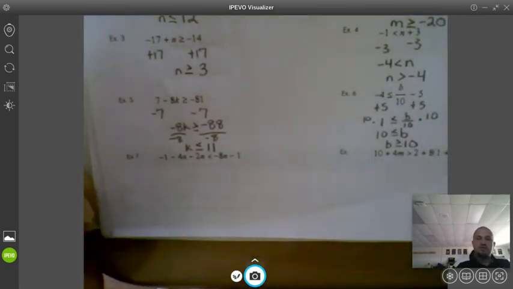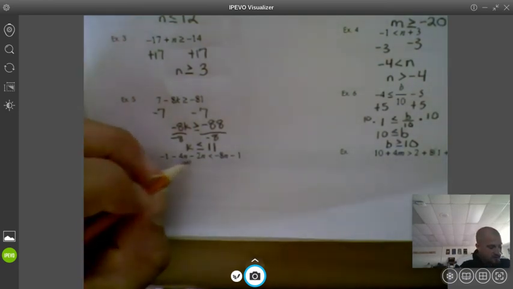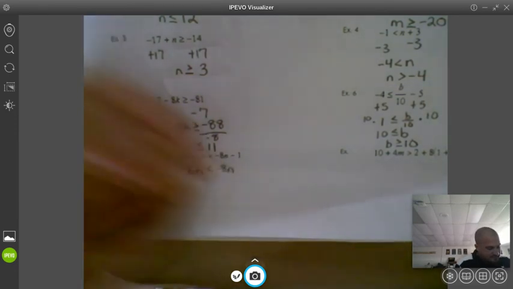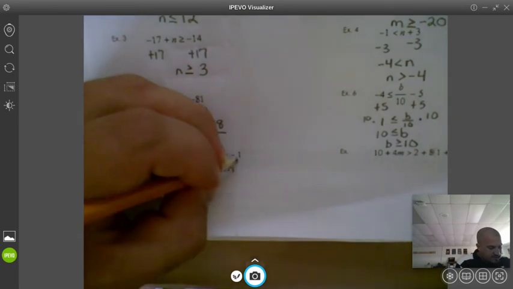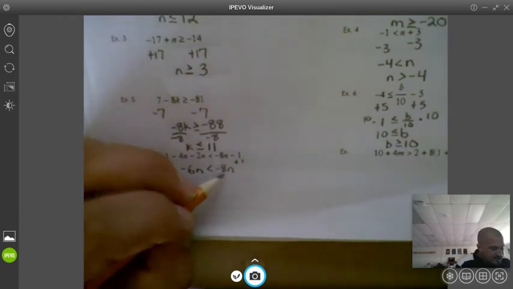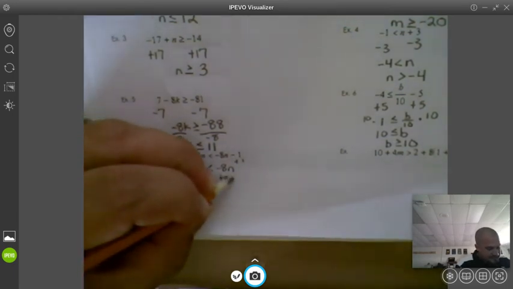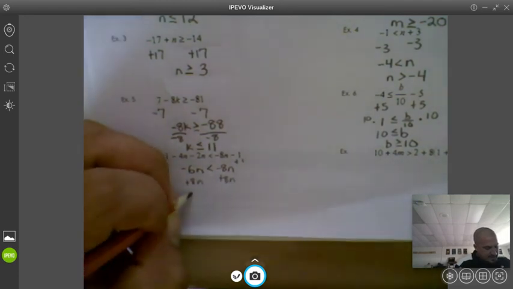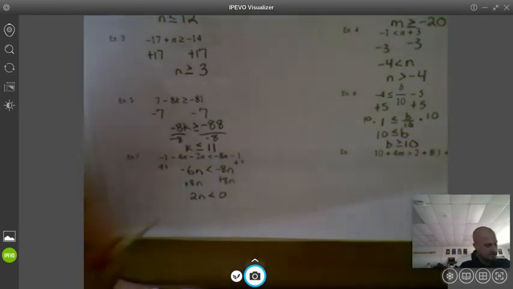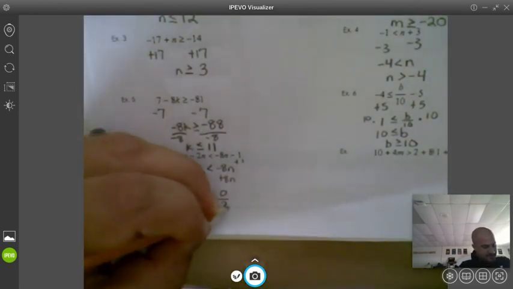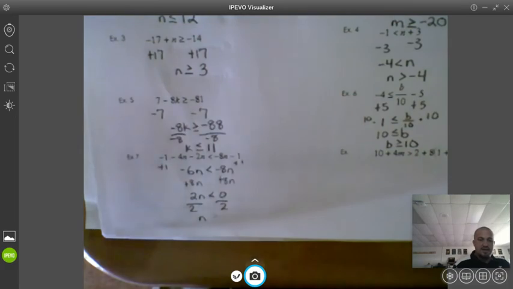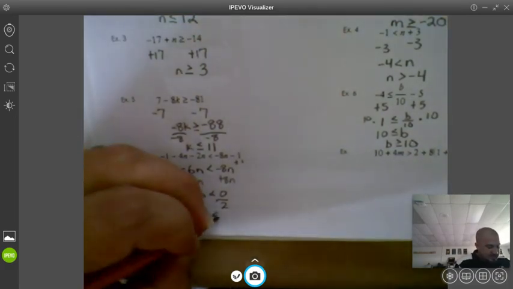We go to our last two examples. Example 7. Negative 4n minus 2n is negative 6n. And we can add this 1 over here. And negative 1 plus 1 is 0. So then we can add 8n. And we get 2n is less than 0 because there's nothing left over there on the right side. And then we divide by 2. 0 divided by 2, well, really 0 divided by anything, but definitely 0 divided by 2 is still 0. So n is less than 0.